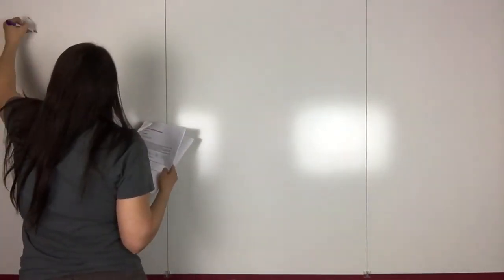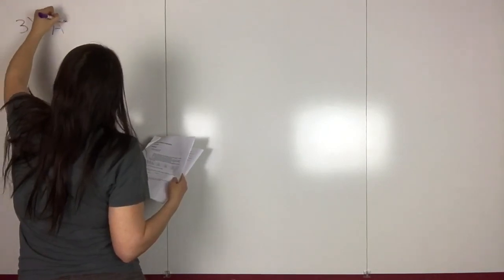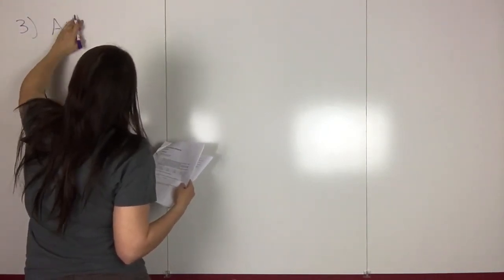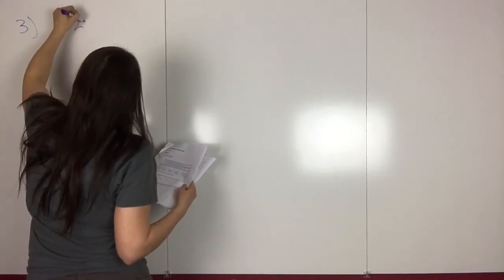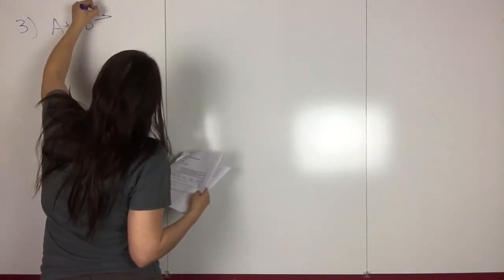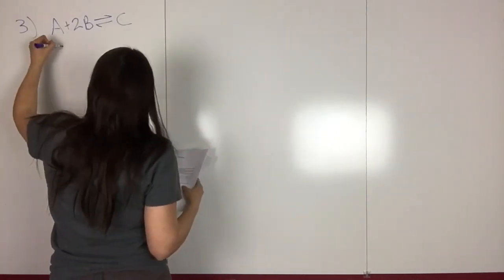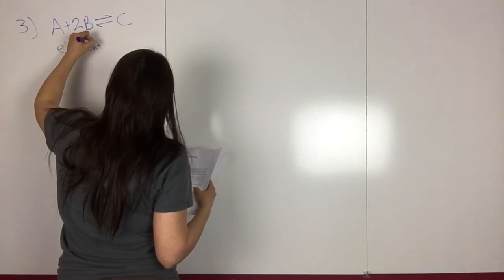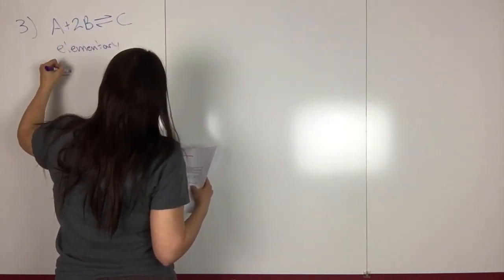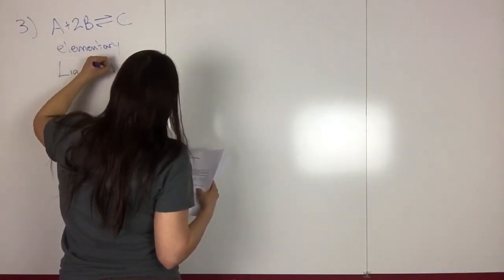So for number 3, it says you have an elementary liquid phase reaction. It says no volume change is taking place in a CSTR with a volume of 10 liters. So let me start writing some of this down. 3. So this is your reaction, A plus 2B to C. It's elementary. Liquid phase.